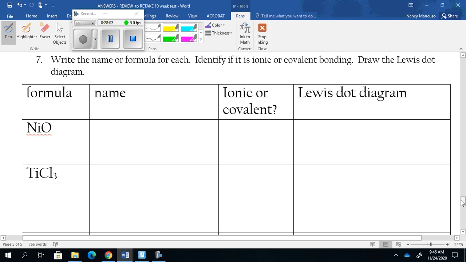All right, write the name or formula for each, identify if it's ionic or covalent, and draw the Lewis dot diagram. All right, Ni and O. The first thing I always want to do is right here, is it an ionic or is it covalent? It really helps me with the name and it helps me with the Lewis dot diagram. So Ni is a metal and O is a nonmetal, so this is ionic.